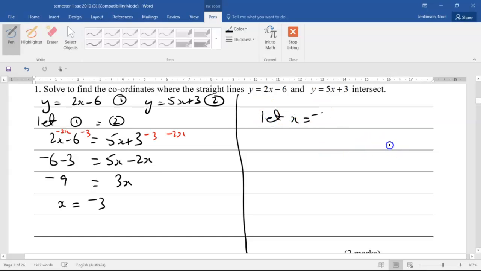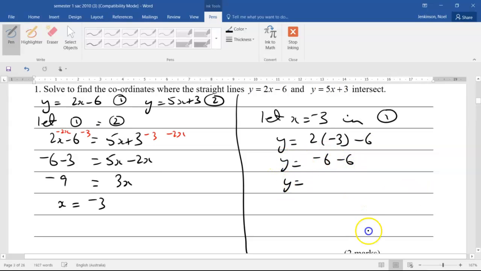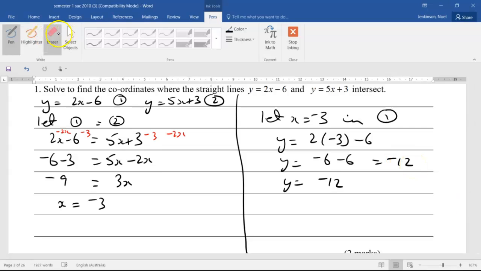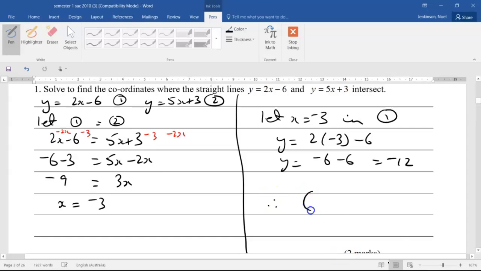Let x equal minus 3 in equation 1. So that's y equals 2 times minus 3 minus 6. Y equals negative 6, negative 12, or you could have put that there, of course. Let's say I did that because I was running out of space. I just grab my eraser and I get rid of that. Remember, pen pointed at 90 degrees to the page. Back to the pen. Therefore, my answer is minus 3 for x, minus 12 for y.